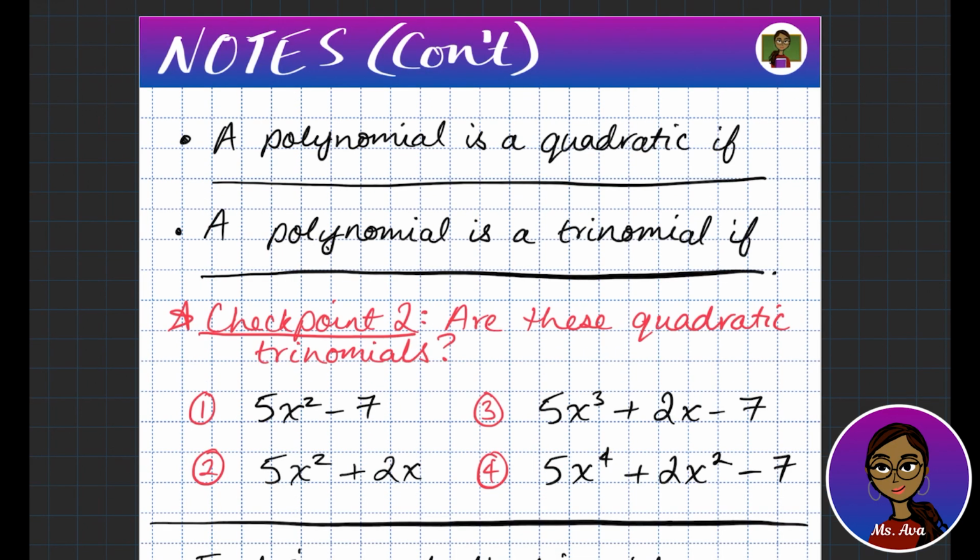Perfect. Okay, so the next thing I want to talk about is how to tell if a polynomial is a quadratic and how to tell if it's a trinomial.